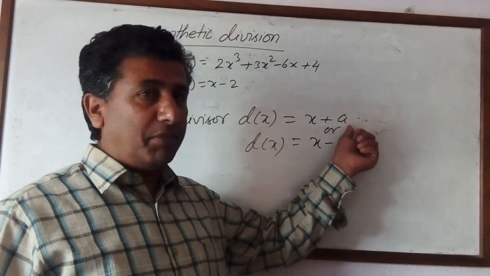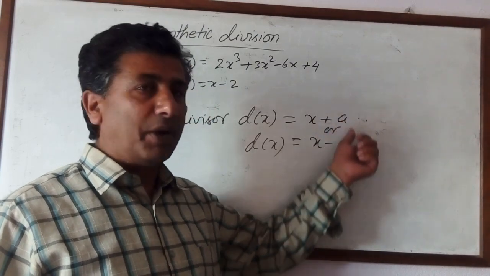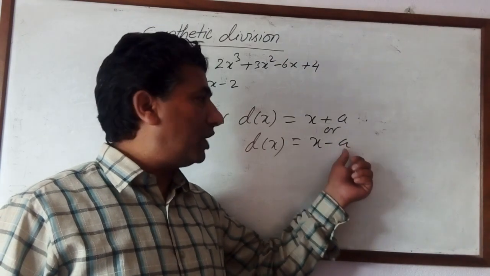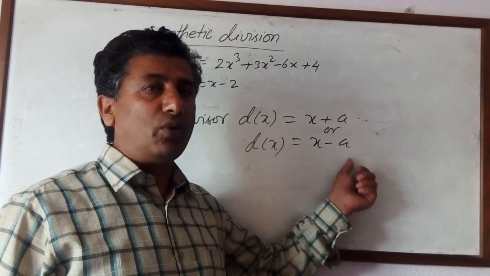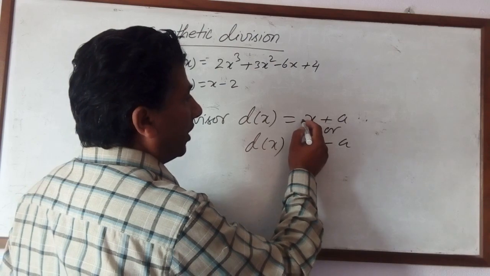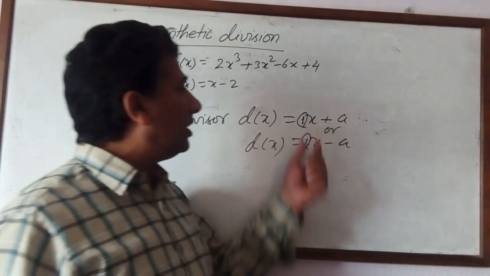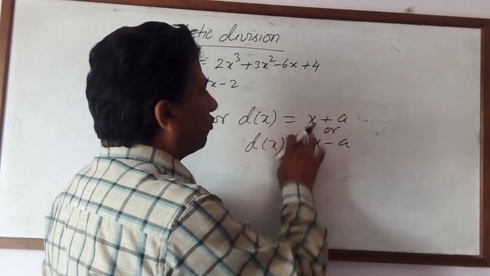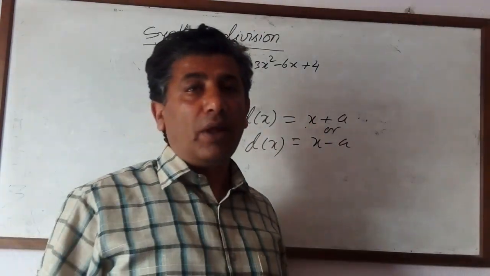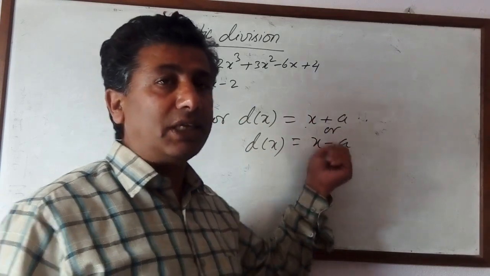Here a means a number. For example, x plus 2, x plus 3, x plus 4, x plus 1/2, x plus 2/3, x minus 1, x minus 2, x minus 3, x minus 1/2, x minus 2/3, like this. The coefficient of x should be 1, which has not been written. You have to remember this to use synthetic division. The power should also be 1 and the coefficient also 1. In these two, the divisor must be in this form.